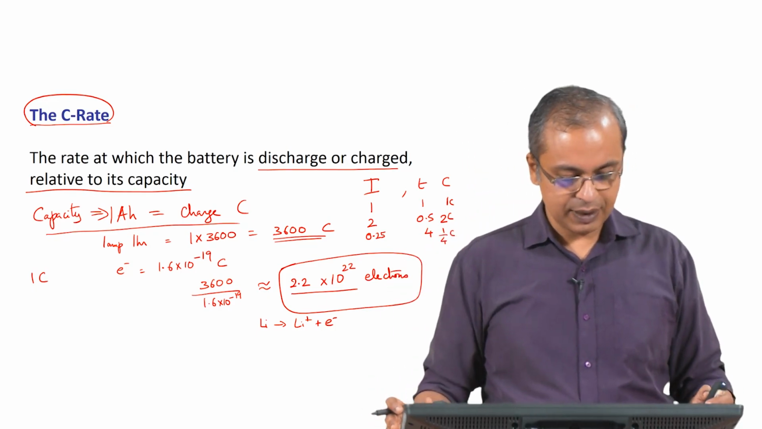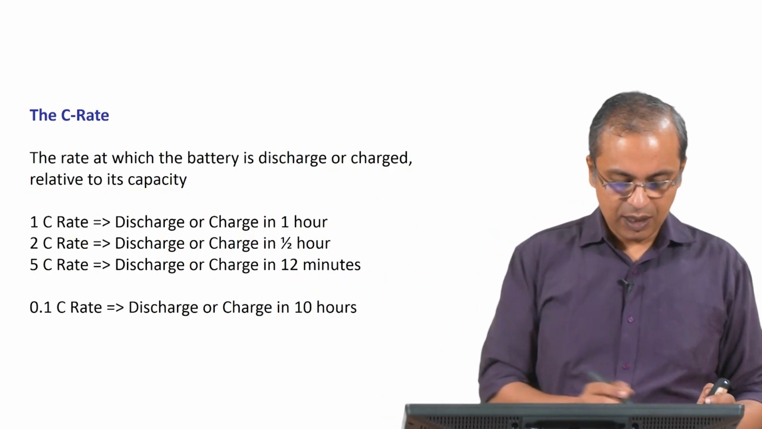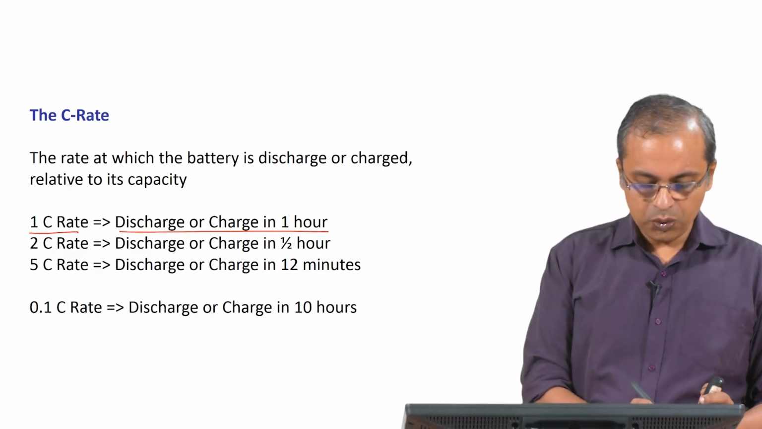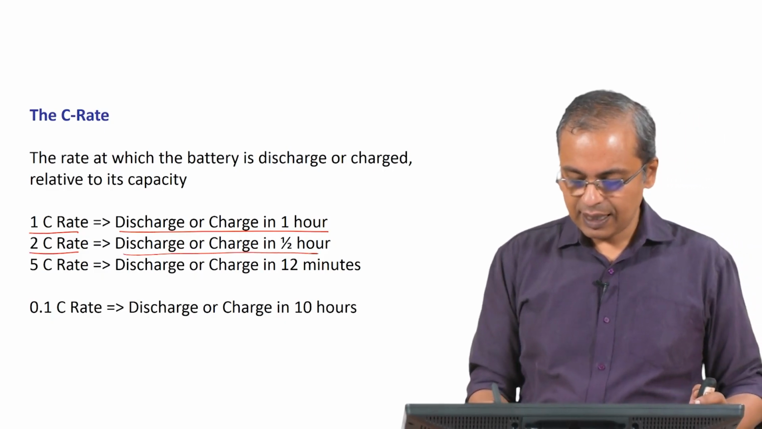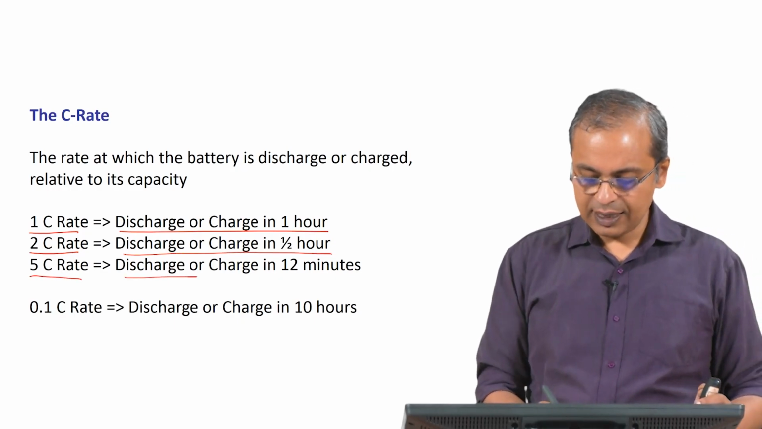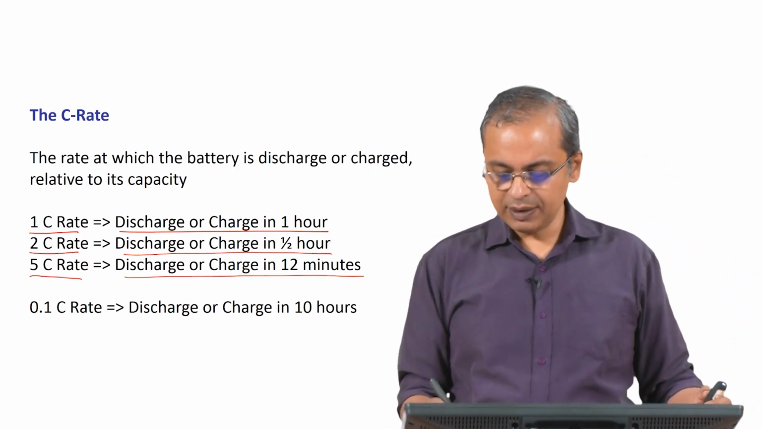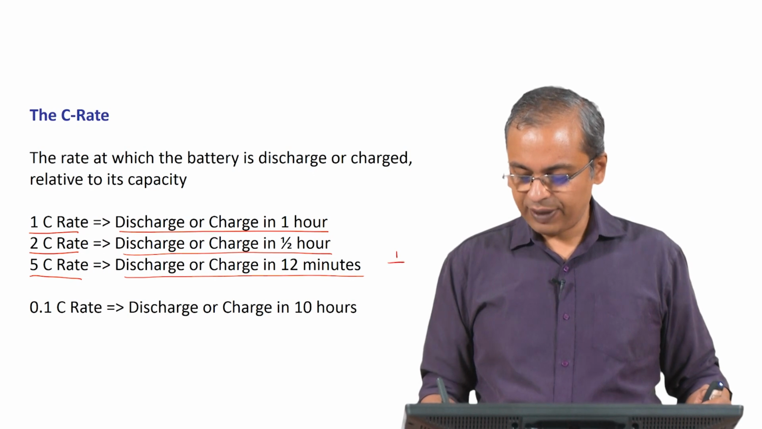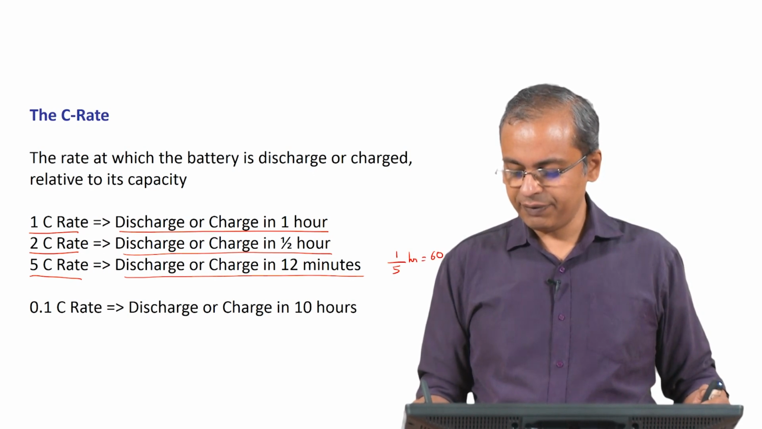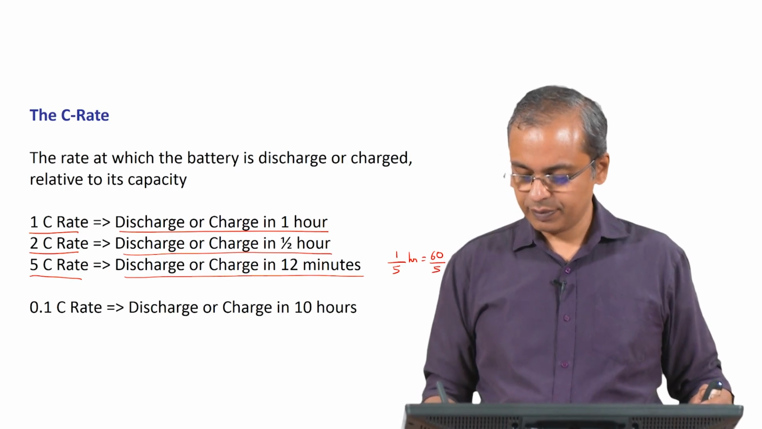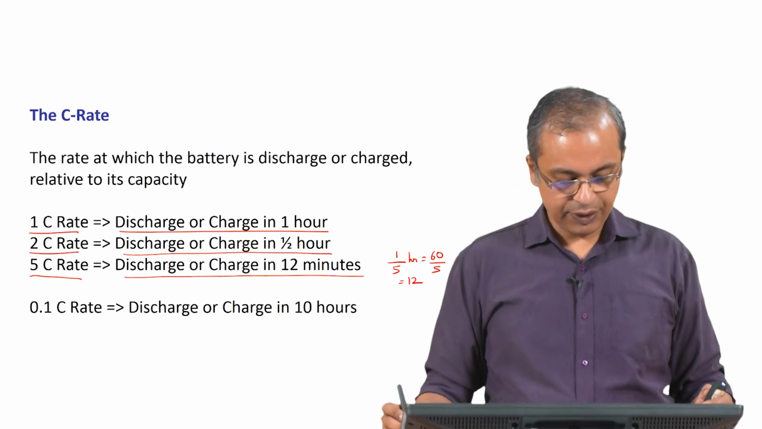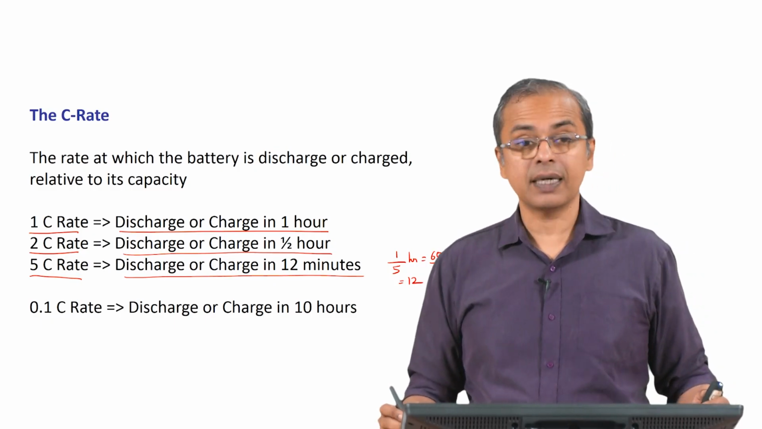Just to sum up the same information: 1 C rate is discharge or charge in 1 hour, 2 C rate is discharge or charge in half an hour, and 5 C rate, for example, is discharge or charge in 12 minutes. 5 C rate means 1 by 5 of an hour, that is 60 by 5, that is 12 minutes is what it will take to do the discharge or charge at 5 C rate.